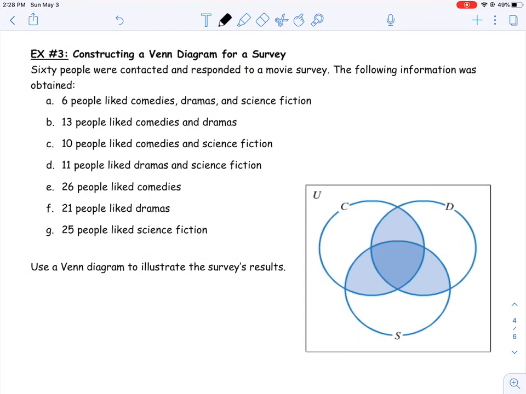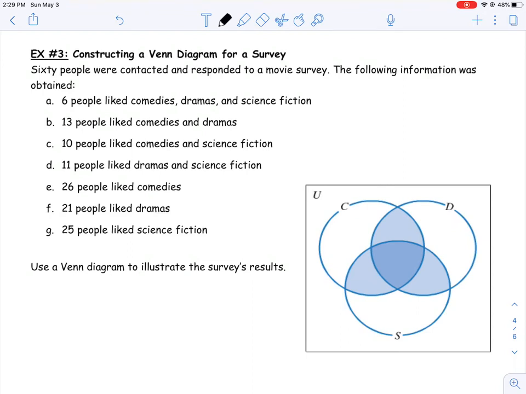And in this example, example number 3, we're going to make our own Venn diagram from the information that they've given us. So it says here 60 people were contacted and responded to a movie survey. The following information was obtained. 6 people liked comedies, dramas, and science fiction. 13 people liked comedies and dramas. 10 people like comedies and science fiction, 11 people like dramas and science fiction, 26 people like comedies, 21 people like dramas, and 25 people like science fiction. Whew! Use the Venn diagram to illustrate the survey's results.